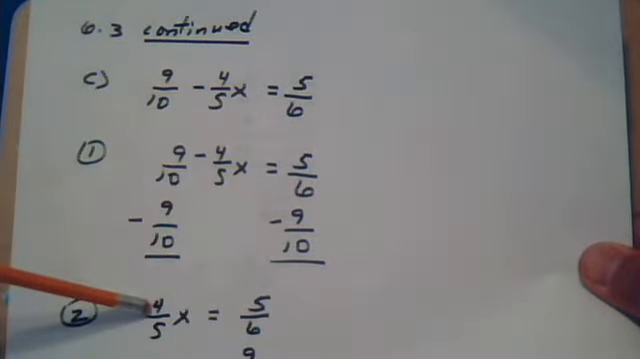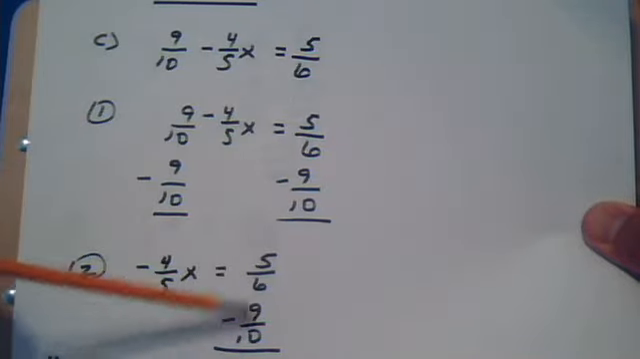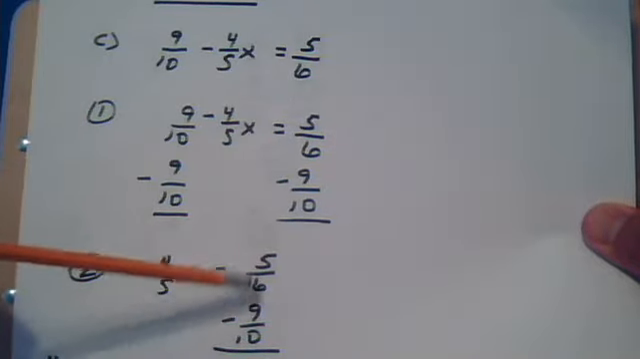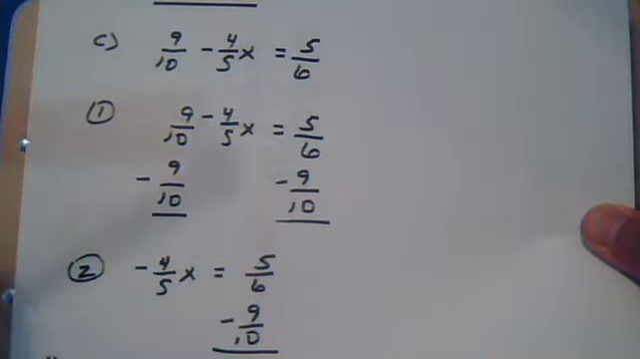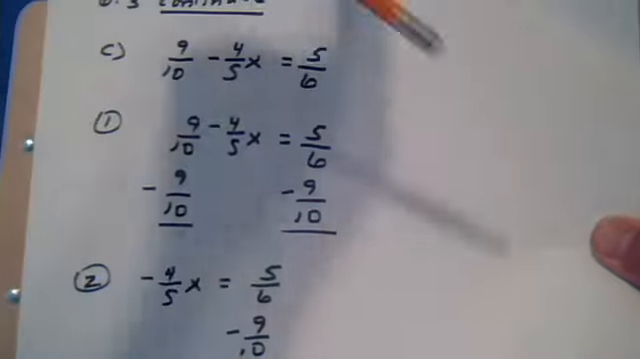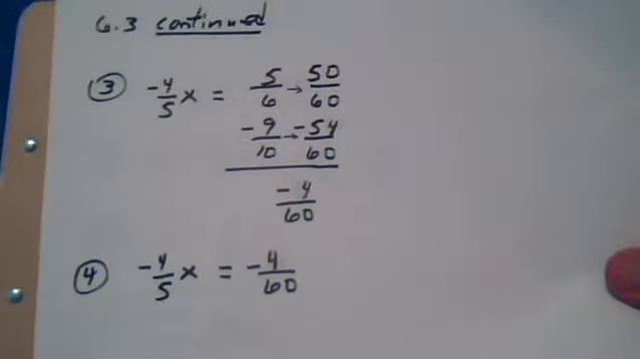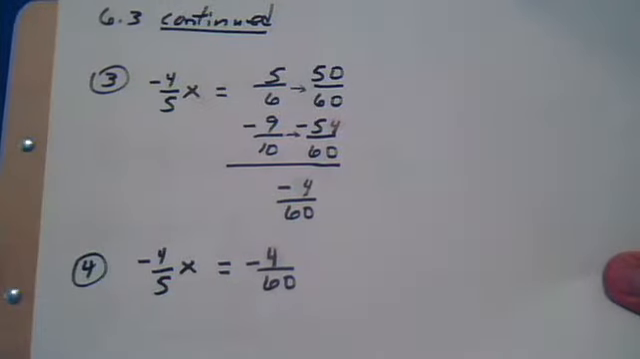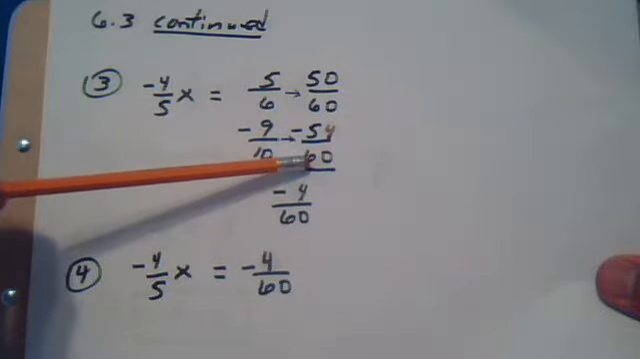This drops right here. And now we need a common denominator. When you add or subtract, you always need a common denominator. Remember, a common denominator for 10 and 6 would be a number that can be divided by 10 and 6. There are many numbers that can be divided by 10 or 6. We're going to pick one, the 60. So this is going to be our common denominator.